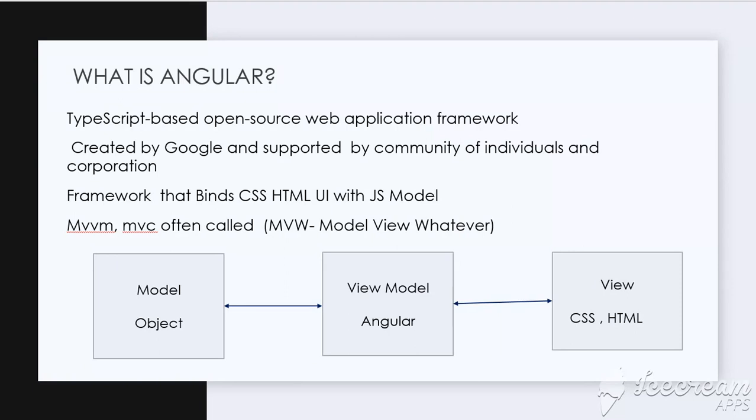So what does the Angular framework actually do? It combines these views, these CSS, HTML view elements, with this model, JavaScript model. So here in between is sitting the Angular framework. So it's kind of an MVVM or MVC, a model view controller or a model view model type. So we often call it also model view whatever because of that. So that's what Angular is. This is a very good, nice, simple block diagram of the Angular framework. It's binding these UI elements, these view elements, CSS and HTML, to this JavaScript model. That's what Angular is doing actually.